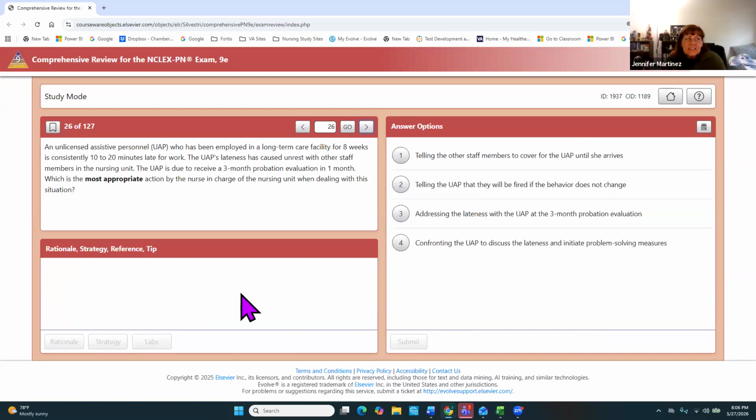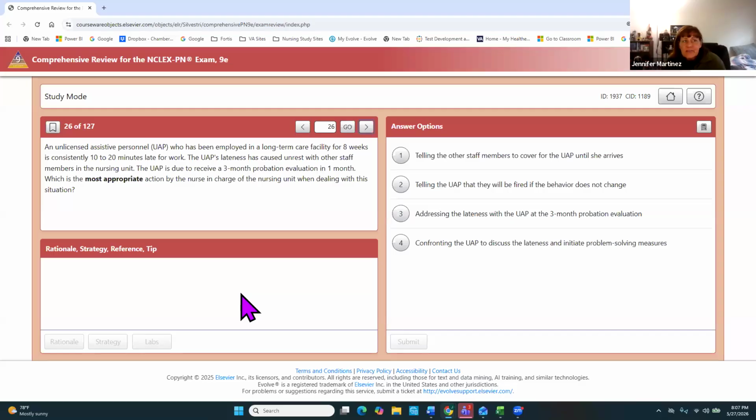All right. An unlicensed assistive personnel who has been employed in a long-term care facility for 8 weeks is consistently 10 to 20 minutes late for work. The UAP's lateness has caused unrest with other staff members in the nursing unit. The UAP is due to receive a 3-month probation evaluation in 1 month. Which is the most appropriate action by the nurse in charge of the nursing unit when dealing with this situation?